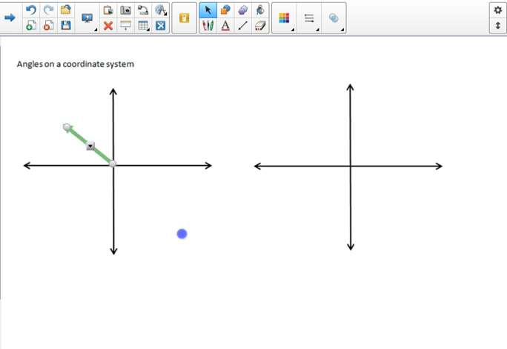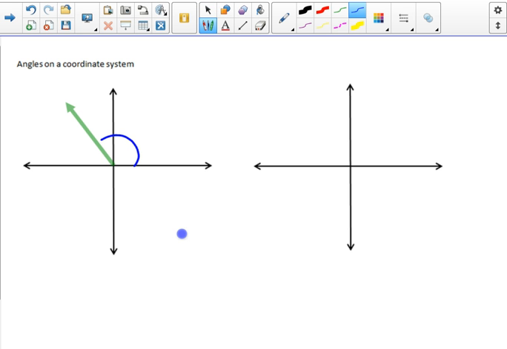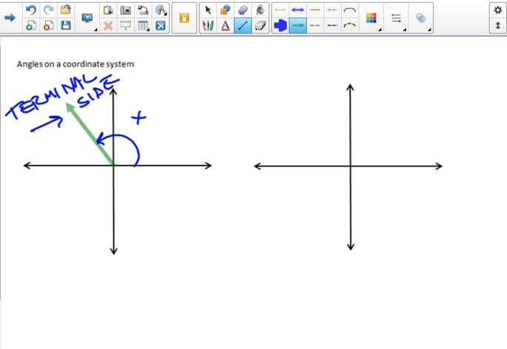For example, if I rotate it from here to say here, that would represent this angle from here to there. That angle, for example, will be more than 90 degrees, about 120 or something like that. Anything that rotates in that direction is going to have a positive value. And this right here, where it ends, is called the terminal side, because it started here and went to there.